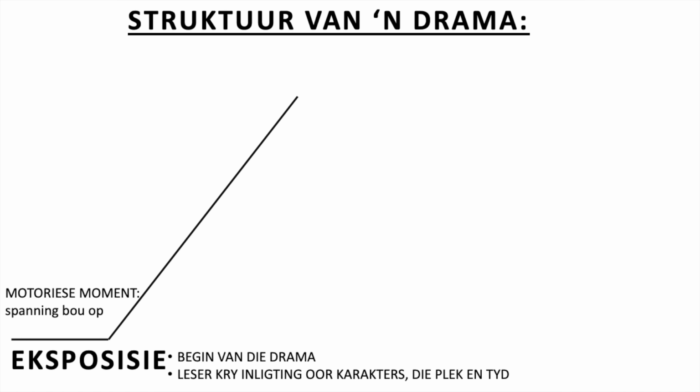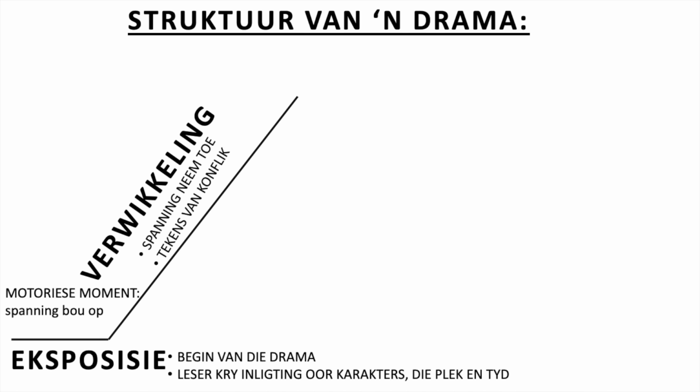Okay, then we start building up, and we call that the motoriese moment. Okay, and this is where the tension starts to build, slowly but surely. It's like the one thingy that starts the tension, essentially. Then we have the verwikkeling. Spanning neem toe, tekens van conflict. So it just means the tension in the story is building, and there are signs of conflict starting here.